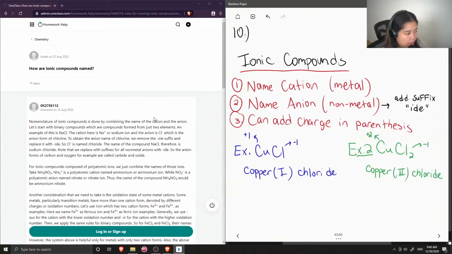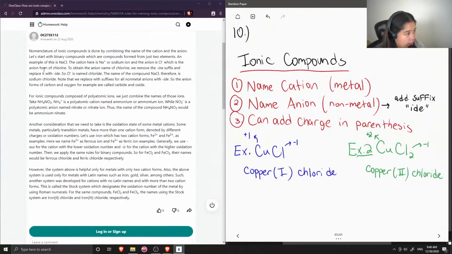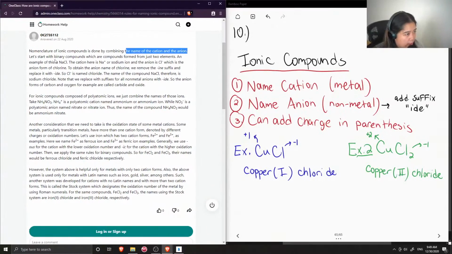Okay, so the junior tutor has a very lengthy and informative response, combining the name of the cation and anion. So then they just start off with binary compounds. NaCl is sodium and the chlorine ion. And then we remove the "ine" and replace it with "ide." The name of NaCl, therefore, is sodium chloride.